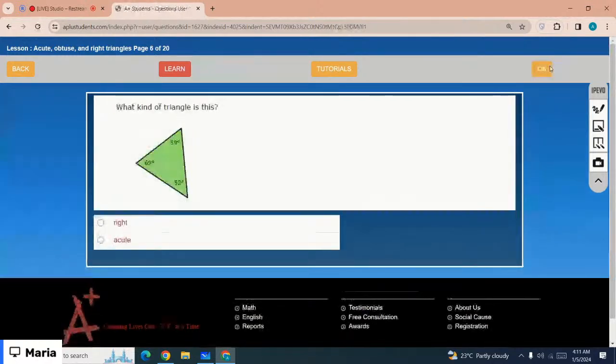What kind of triangle is this? The measurements of the angles are 69 degrees, 59 degrees, and 52 degrees. So, which is the correct option?